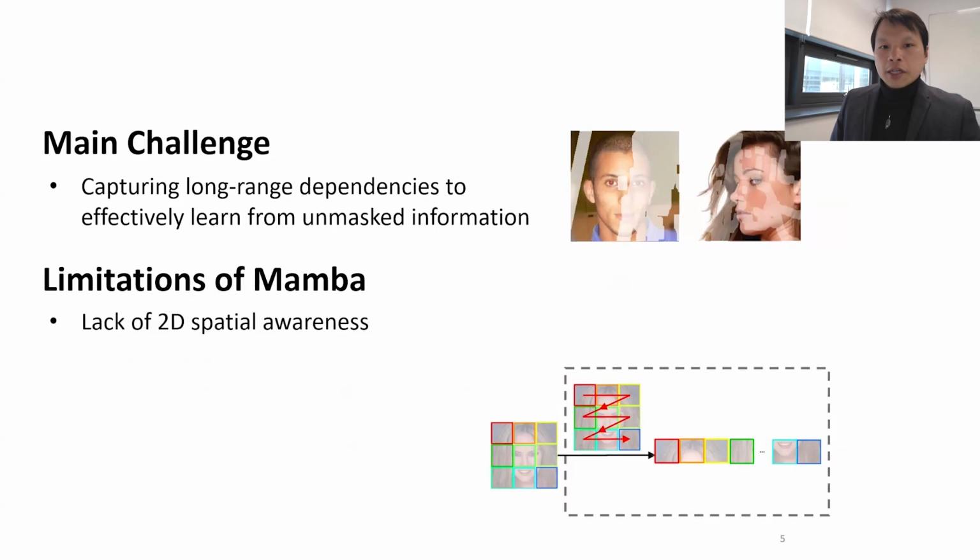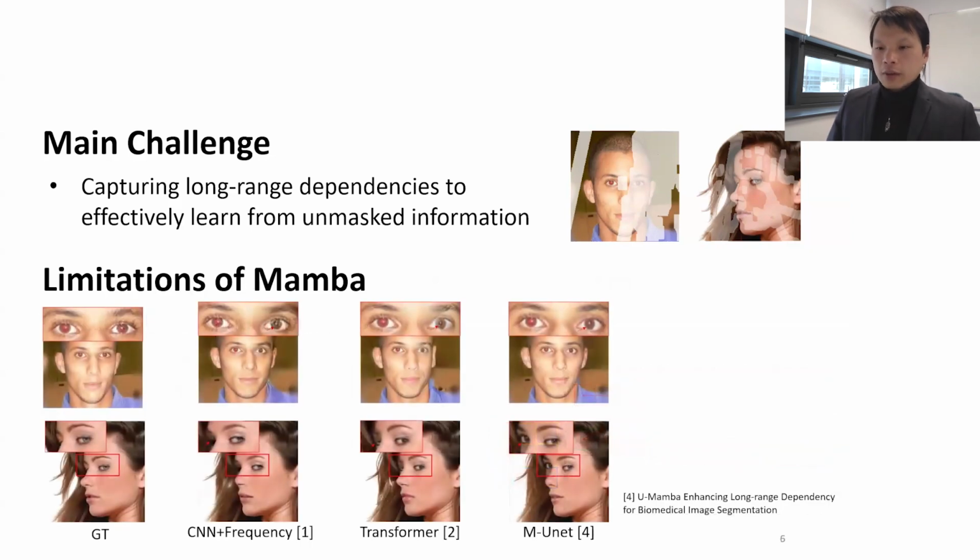Now, it also has some limitations. The most important one is that when we do this kind of serialization, we lose the 2D spatial awareness of the image. Therefore, if you just integrate Mamba into an existing solution, like what MUNet here is doing, you'll find that spatially speaking, the eyes look a bit strange when they are inpainted.